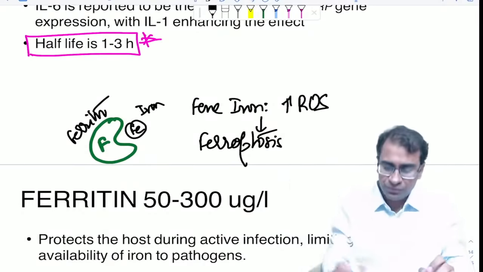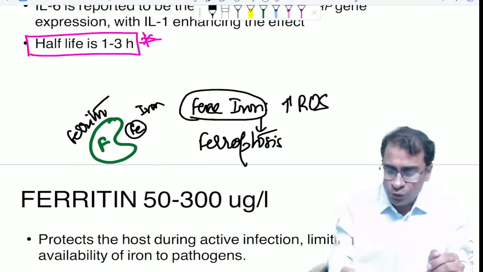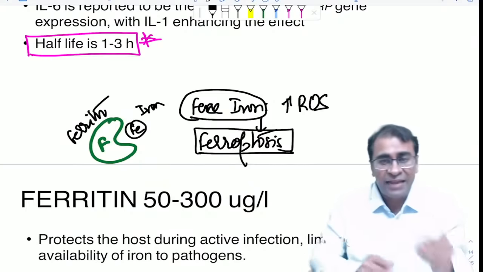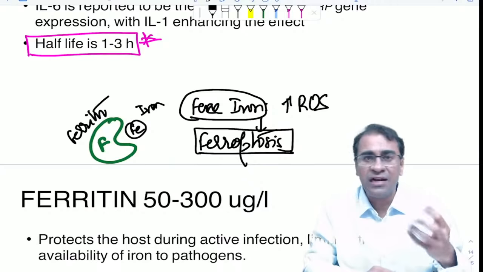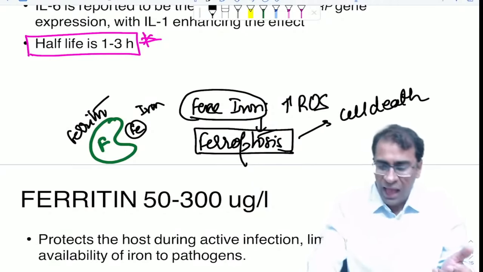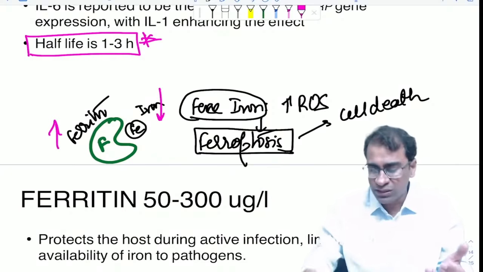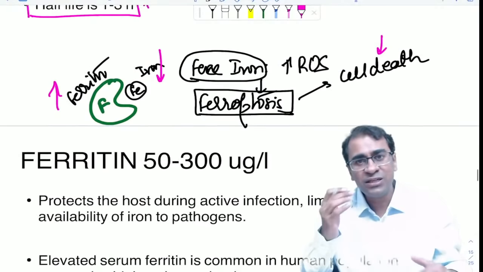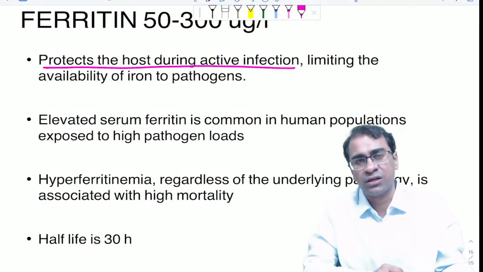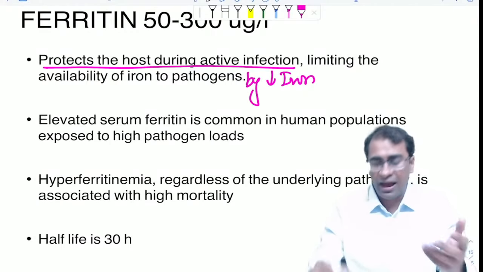Okay, so see, if there is free iron in the body, it will lead to ferroptosis. The ferroptosis in these patients is what will lead to the cell death. So our body has a unique mechanism. Our body increases ferritin to decrease the free iron, and that causes decreased cell death. So the basic role of ferritin is to protect the host cell during infection. Why? How? By decreasing iron, which is free.